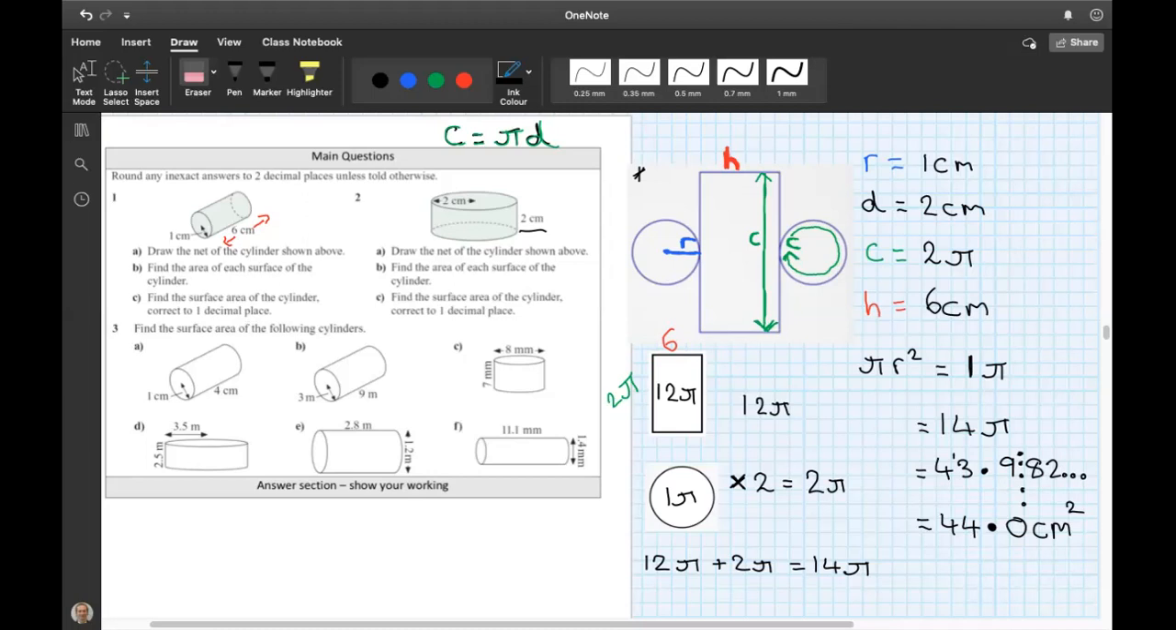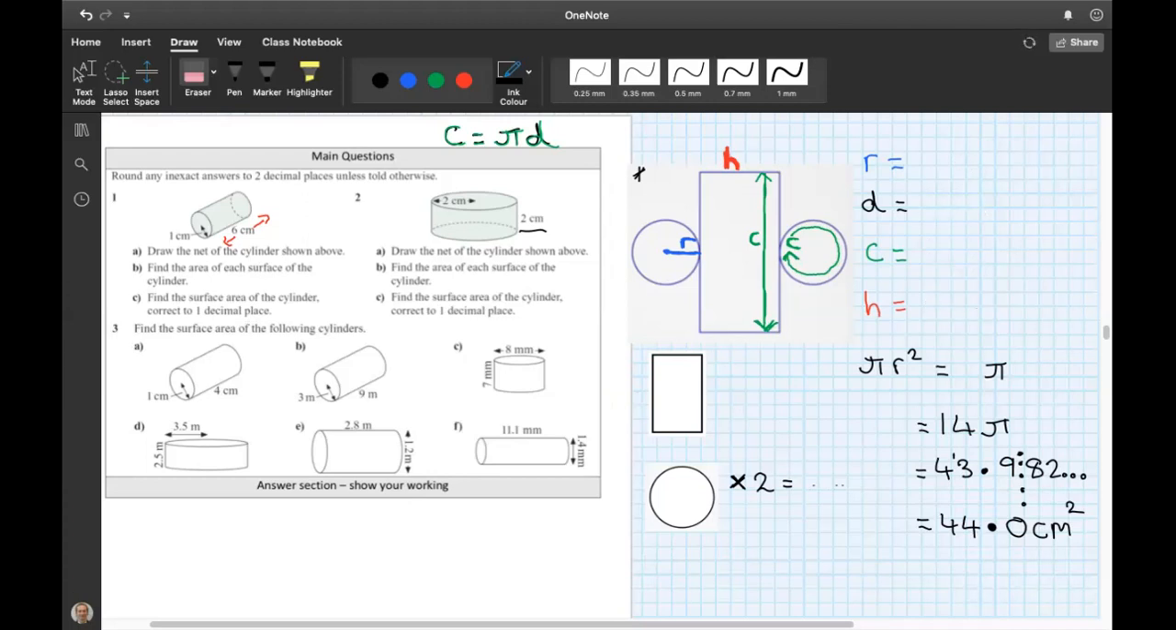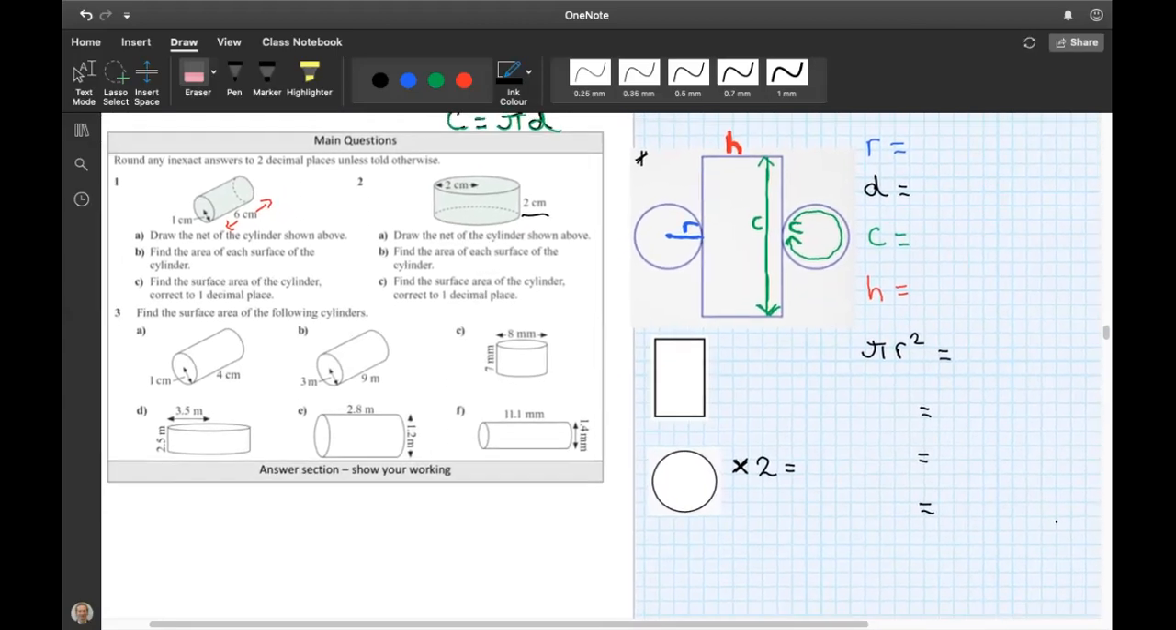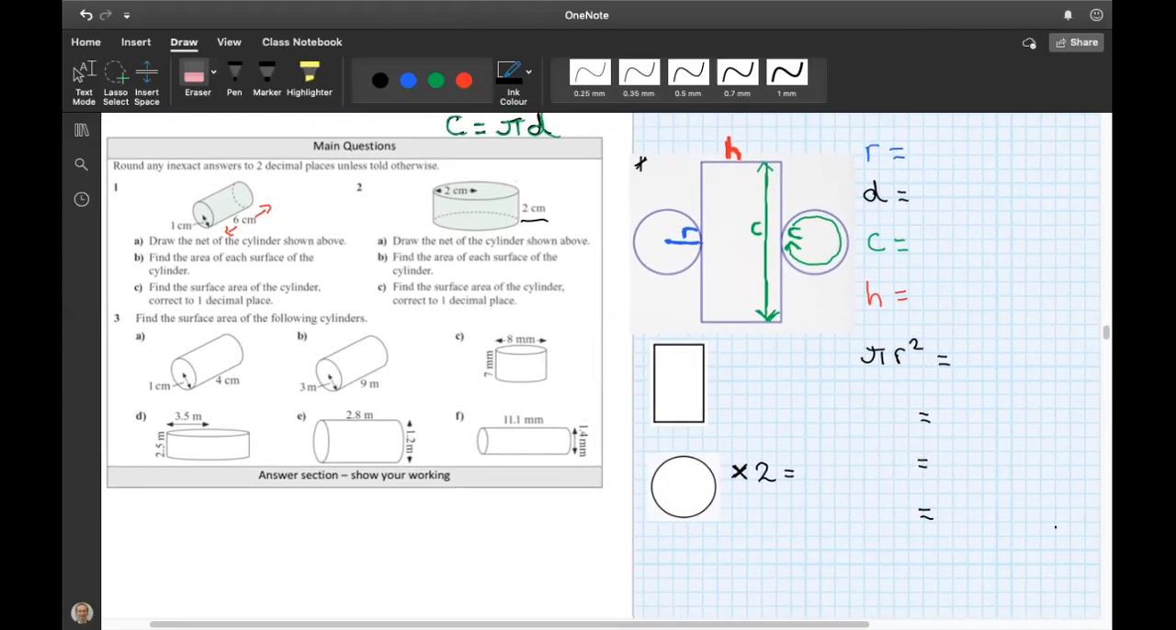Now I'm going to have a look at question 2, and I'm going to keep the structure of my working out exactly the same. So I'm just going to rub out the individual areas. I'm going to keep the structure and my sketch exactly the same. Okay. Right, let's have a think about the next one. So I've got my net sketched. I now need to label my dimensions.